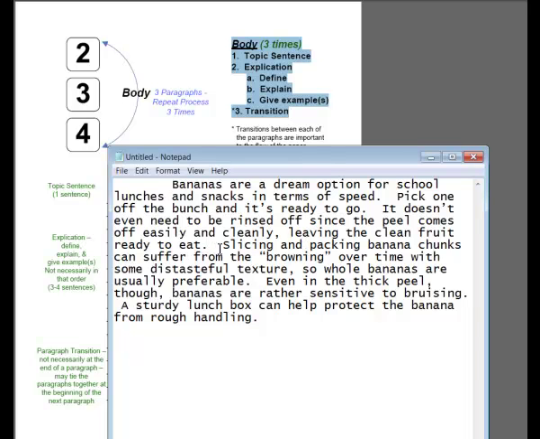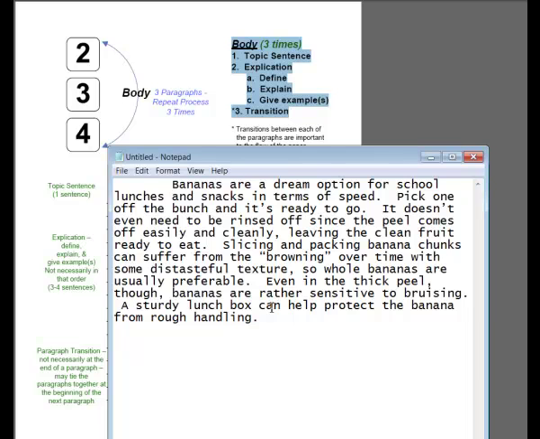Slicing and packing banana chunks can suffer from the browning over time with some distasteful texture, so whole bananas are usually preferable. Even in the thick peel, though, bananas are rather sensitive to bruising. A sturdy lunchbox can help protect the banana from rough handling.